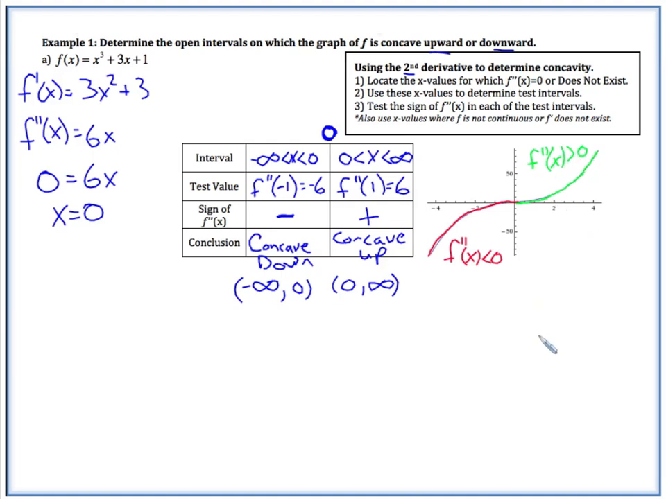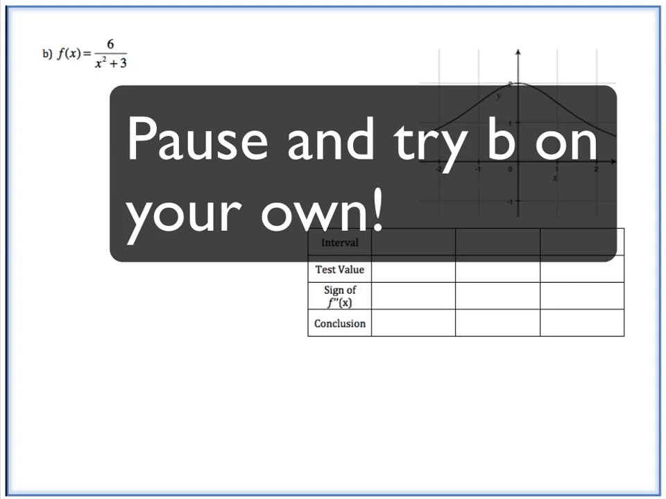Okay, now we're going to use some abbreviations here just to make this a little faster. So concave down, we're just going to write as CD, concave down. And then concave up, I'm just going to write CU for concave up. All right, we're going to move on to our next example here. And I want you to try this one on your own.